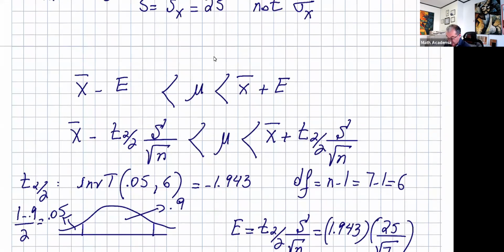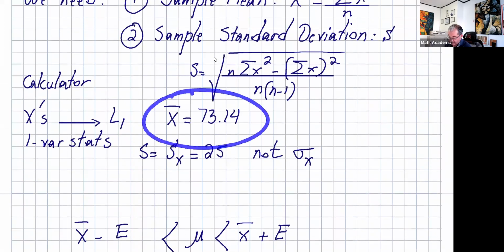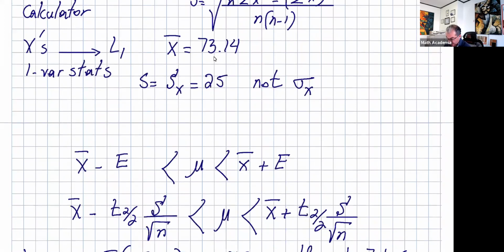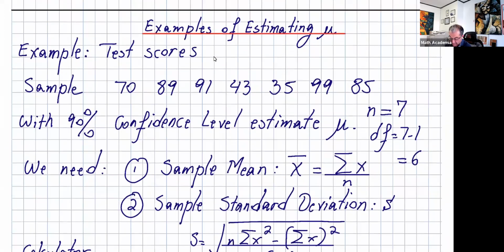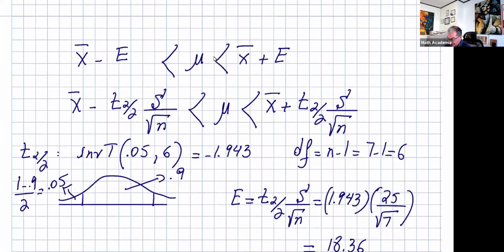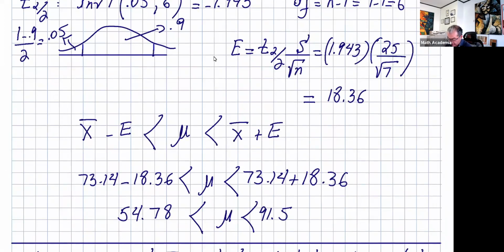How can we say that? We say if the sample mean is 73.14, then we are 90% confident, because the confidence level is 90%. We are 90% confident that the population mean will be a number between 54.78 and 91.5, which is the confidence interval.